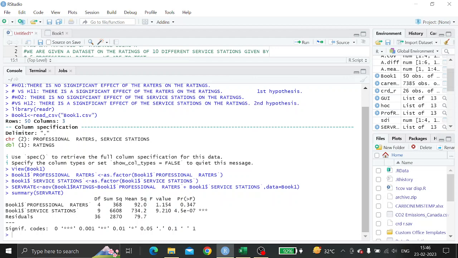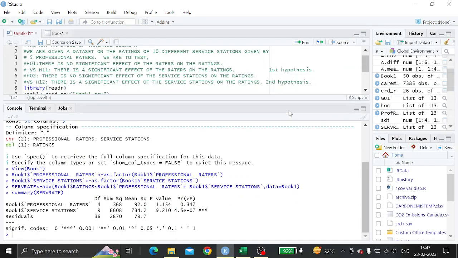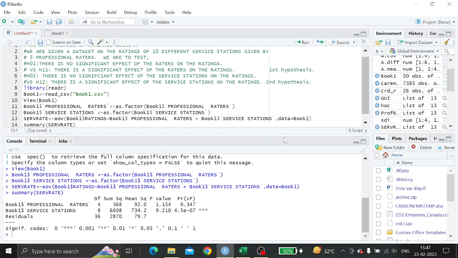Now the important thing which we need here is the p-value. This is the f-value column. We have got f-values corresponding to the professional raters and the service stations. But the most important part is the p-value for giving a conclusion of the test. The p-value corresponding to the factor professional raters is more than the alpha value, which is taken as default 0.05. So it is more than 0.05. So we fail to reject our null hypothesis in this case and conclude that there is no significant effect of the professional raters on the ratings.